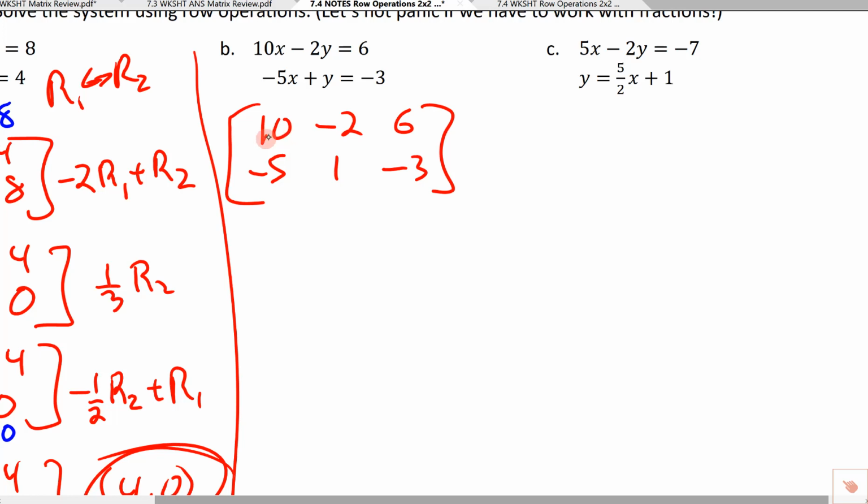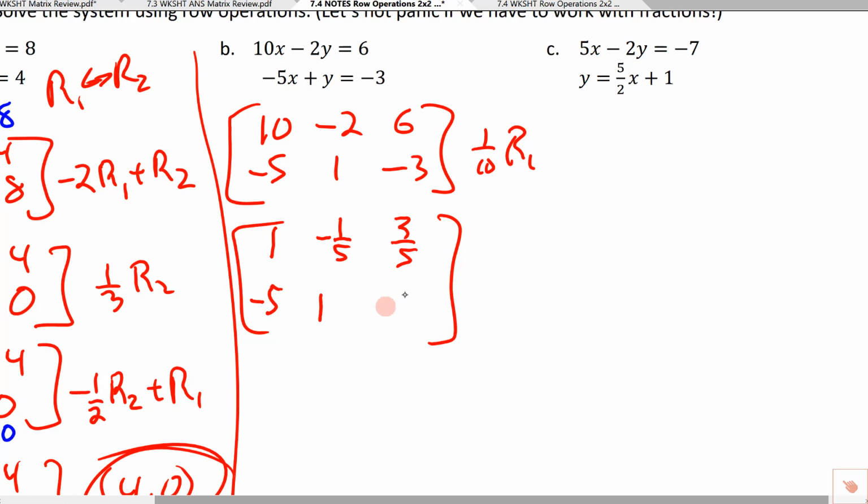Dane, what are we going to do to make that a 1? 1/10 times R1. So 1, let's see, 2/10 would be 1/5, so that's -1/5. 6/10 would be 3/5, so we got some fractions to deal with. But at least we can put our brain on autopilot and we can just write down the second row.